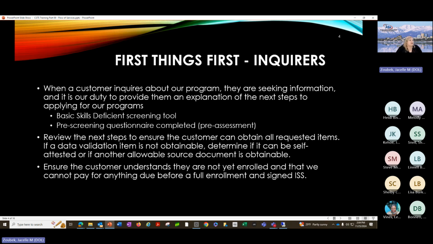The 2 bullets under there that say basic skills deficiency screening tool and pre-screening questionnaire completed or pre-assessment, I'm not sure if the youth programs use those. Those are job center forms, I know, but I'm not sure. Leslie, can you chime in and tell me if those are something that are required by grantees?